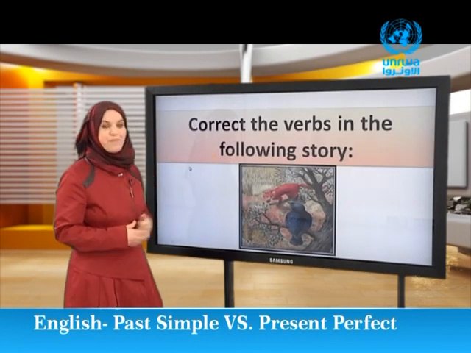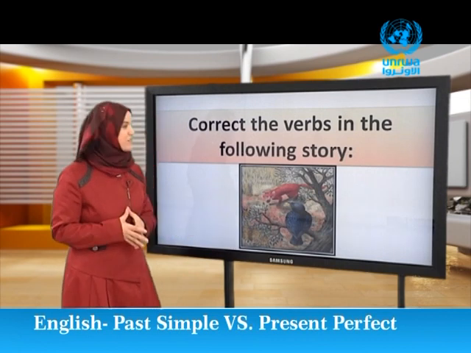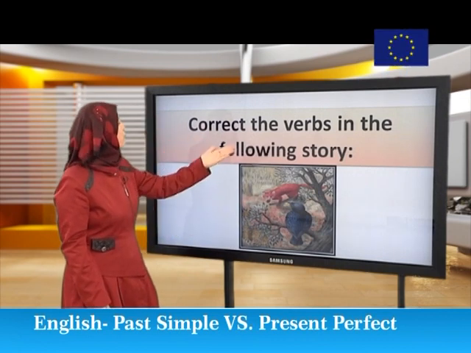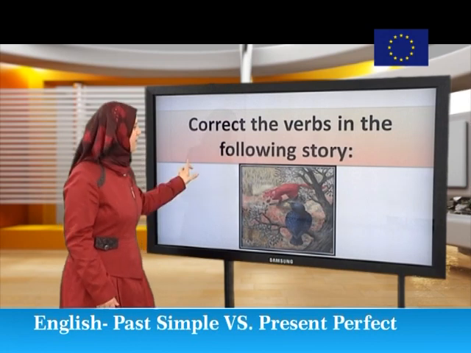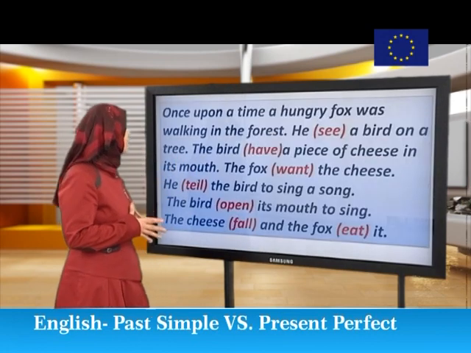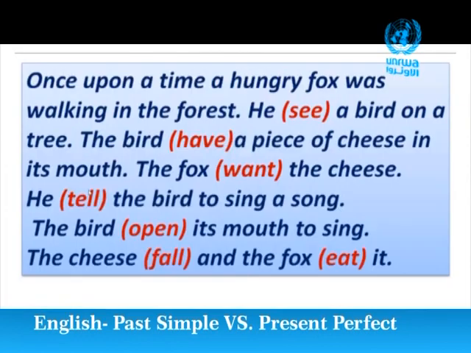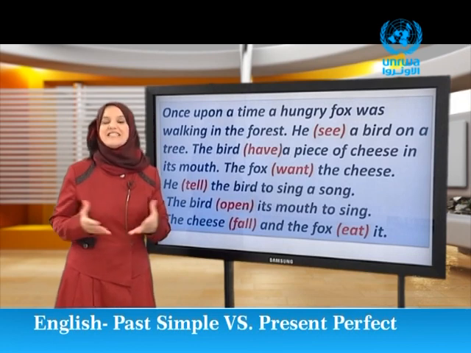We have a story, the story of the bird and the fox. We are going to correct the verbs in the following story. Let's read it together. Once upon a time, a hungry fox was walking in the forest. He saw a bird on a tree. The bird had a piece of cheese in its mouth. The fox wanted the cheese. He told the bird to sing a song. The bird opened its mouth to sing. The cheese fell and the fox ate it.